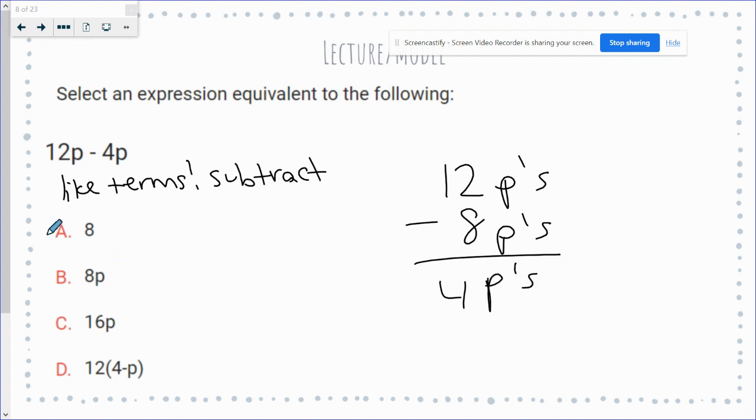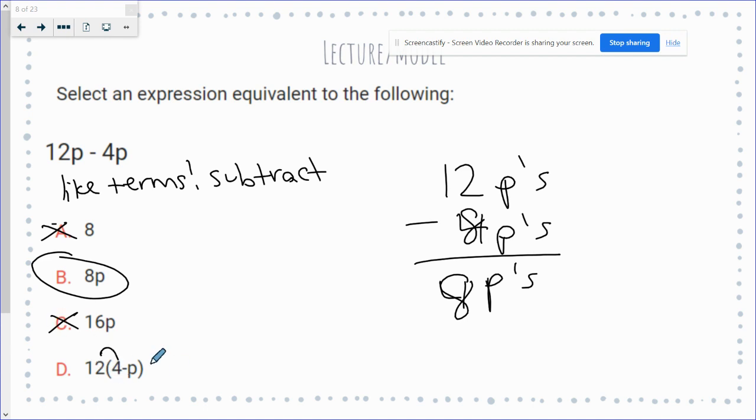That would be 4p. 12 plums, take away 4 plums, you have 8 plums left. I had 4 on the brain because I knew that would be the answer. All right, so that would be 8p. We know it's not 8 because we need our variable. We know that it is not 16p because we're not adding.